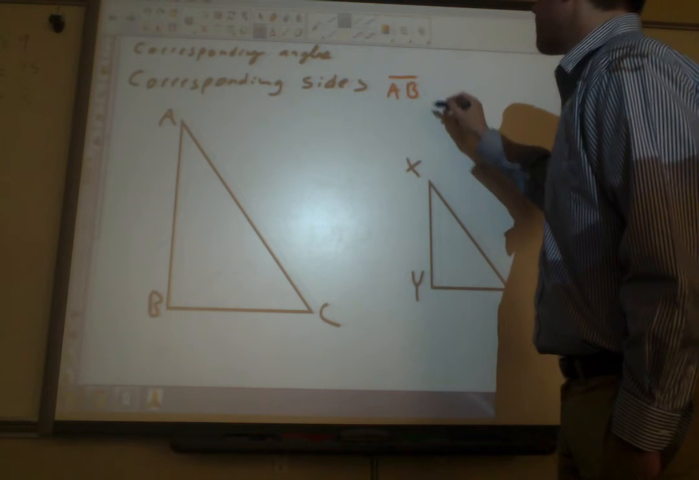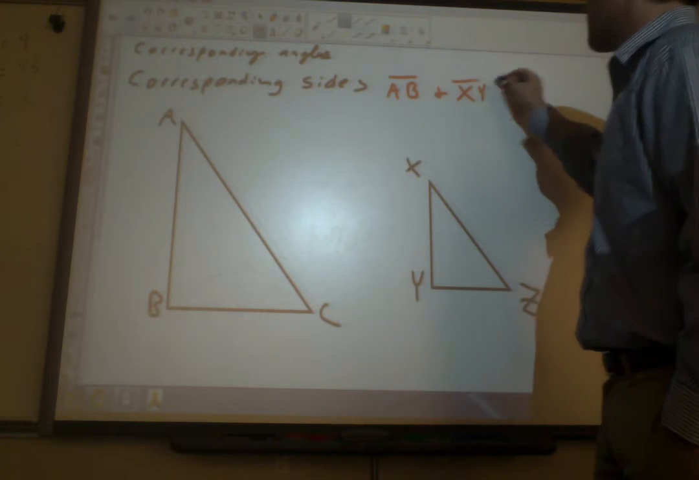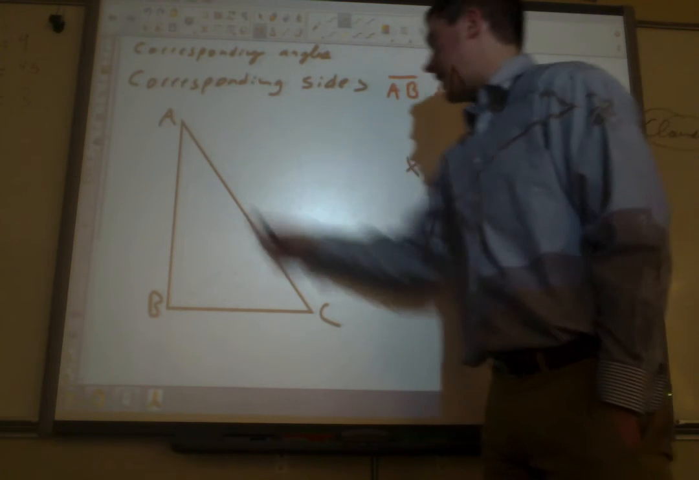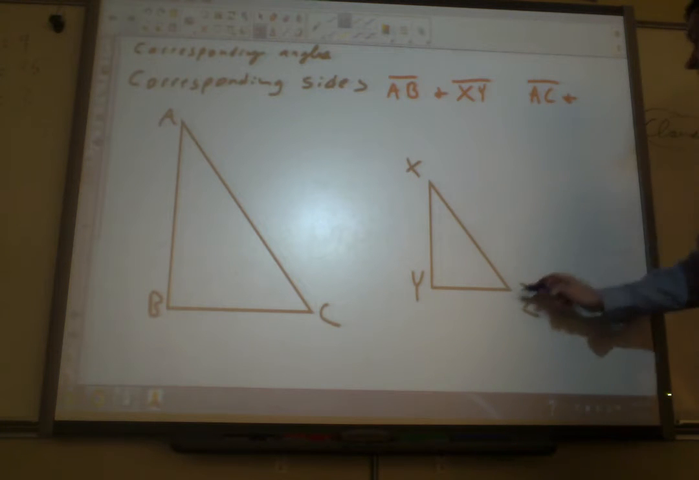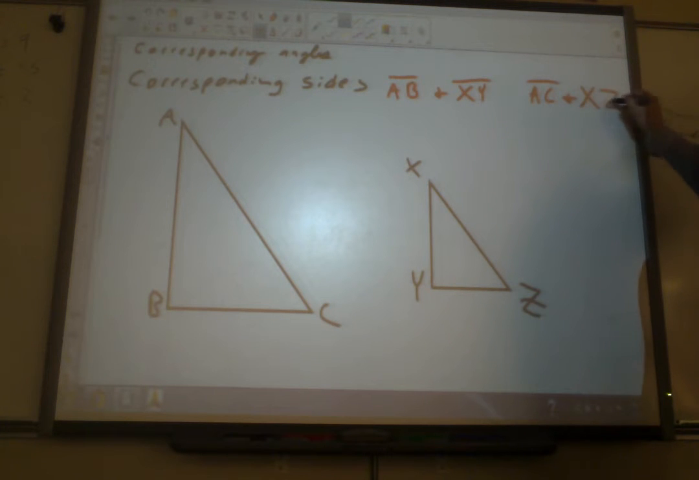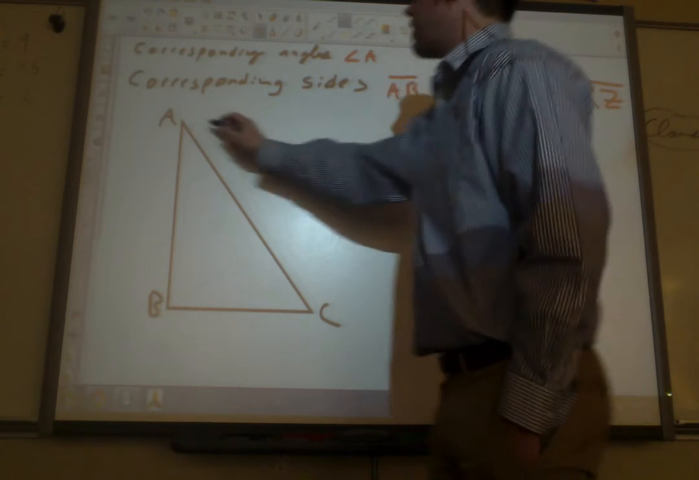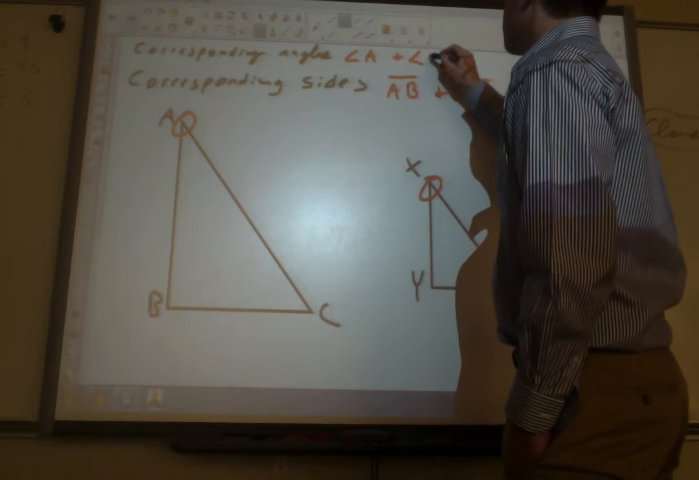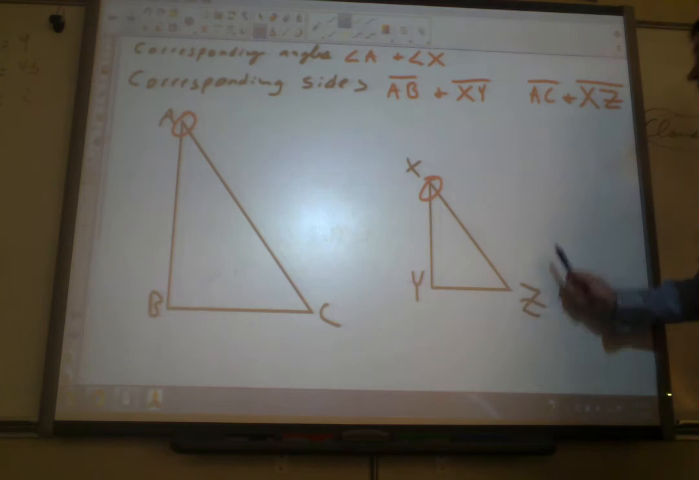Side AB corresponds with XY. We could do that with other sides as well. For example, side AC is going to correspond with side XZ. Corresponding angles are the very same idea. Angle A, right here, is going to correspond with angle X. B corresponds with Y, and C corresponds with Z.